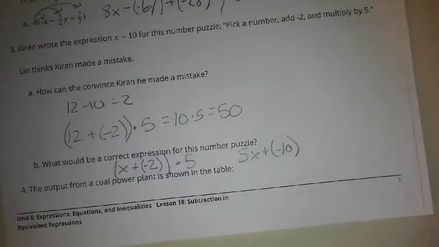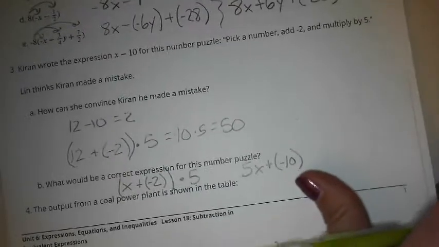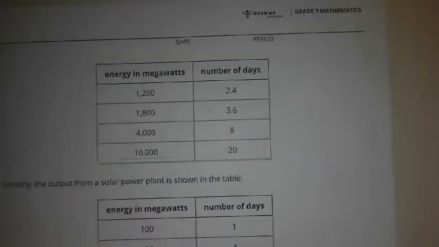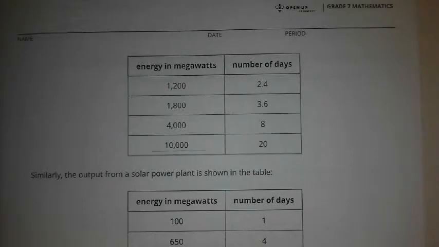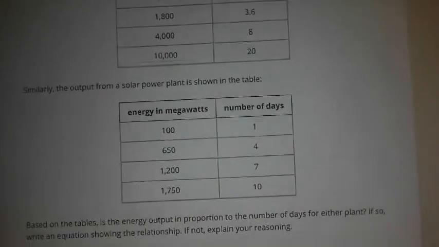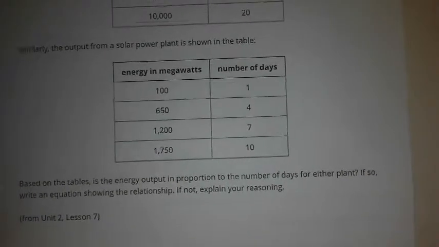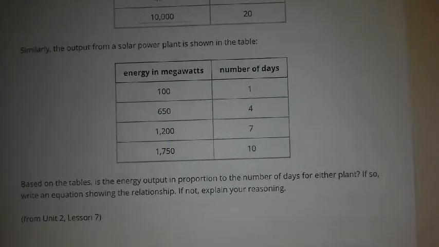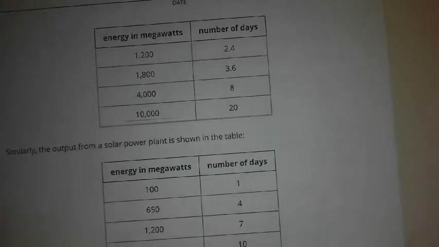Okay, the output from a coal power plant is shown in the table. Similarly, the output from a solar power plant is shown in this table. Based on the tables, is the energy output in proportion to the number of days for either plant? So we need to find our constant for each one of these. We can take our y divided by x.